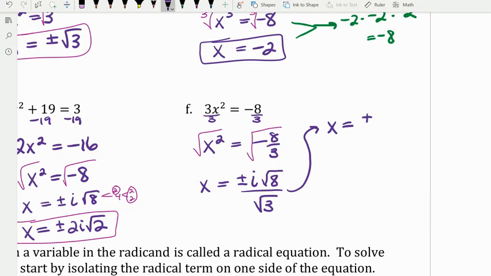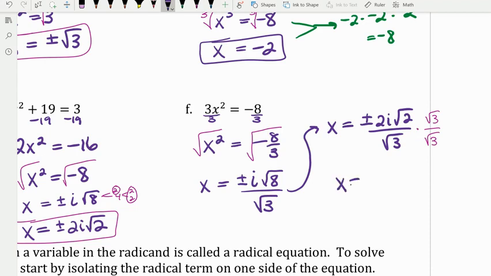So we get plus or minus i. We just did radical 8, and it was 2 radical 2, right? So 2i radical 2 on the top. And then on the bottom, we've got radical 3. Remember, we don't want to leave a radical in the bottom of a fraction. So we're going to multiply by radical 3 over radical 3 to rationalize.